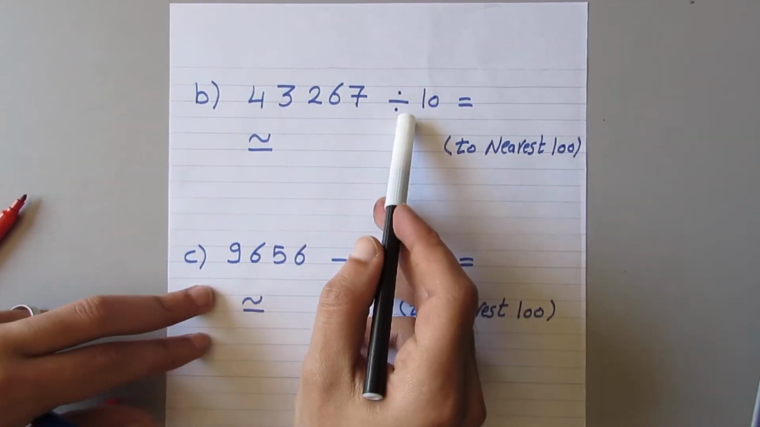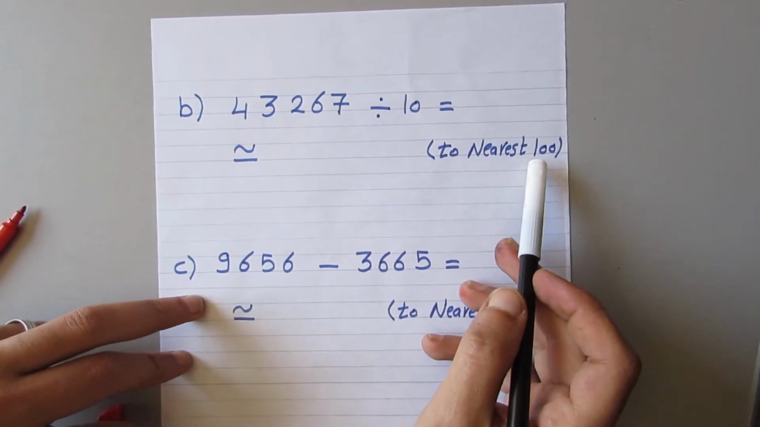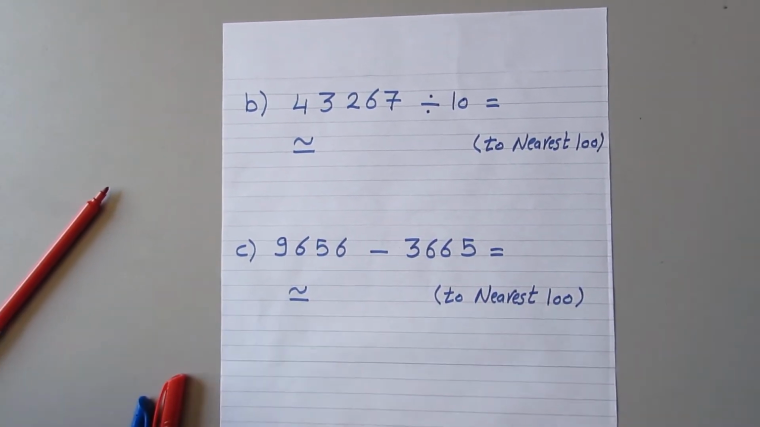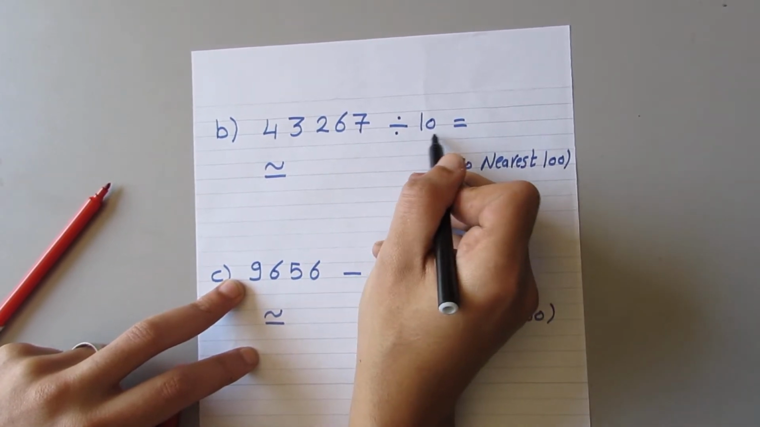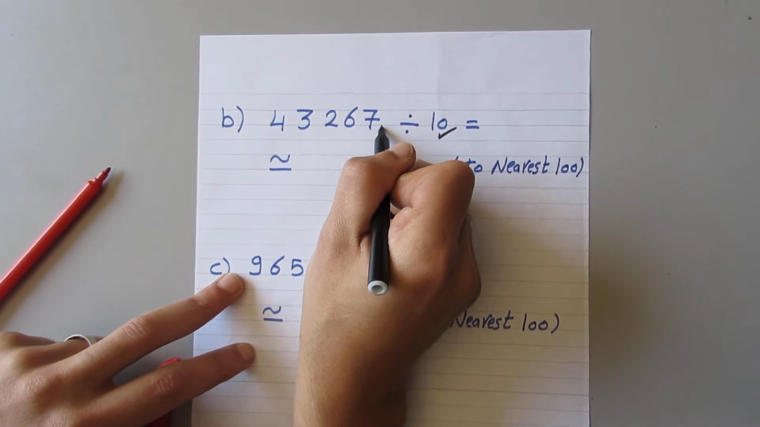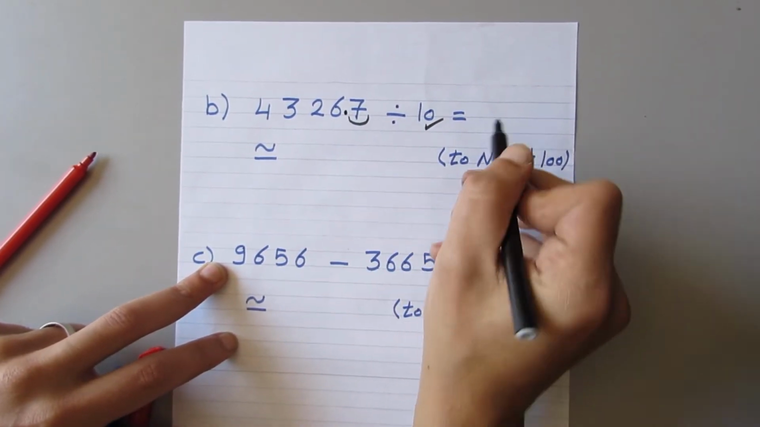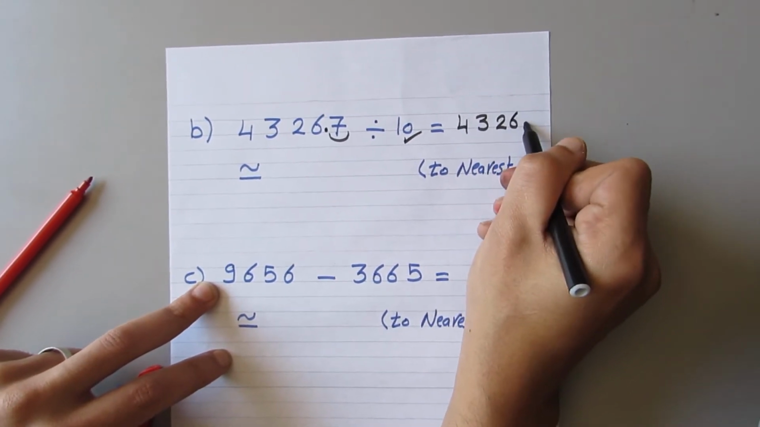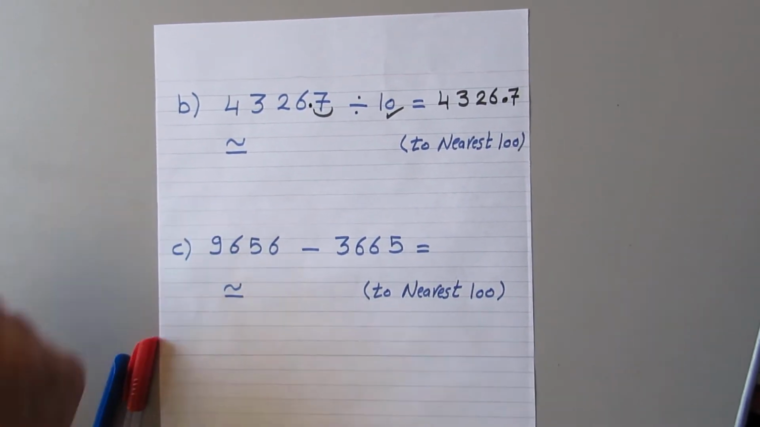The next one, we want to divide 43,267 divided by 10, and after division we approximate it to the nearest hundred. So first let's divide this number. As we mentioned before, by division we just move the decimal point according to the number of zeros. So now we have only 1 zero, so we're just gonna pass one number and put the decimal point. So the answer will be 4,326.7.